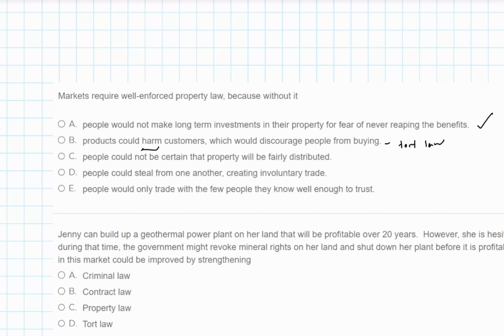People could not be certain that property would be fairly distributed. Okay. Redistribution laws, it's not really property law. Even though it says property, it doesn't guarantee that what you own, you keep. This is more in terms of fairness. It's really none of them. It's more redistribution laws, so I wouldn't worry about that. People could steal from one another, creating involuntary trade. Stealing, this is criminal law. So this will not work.